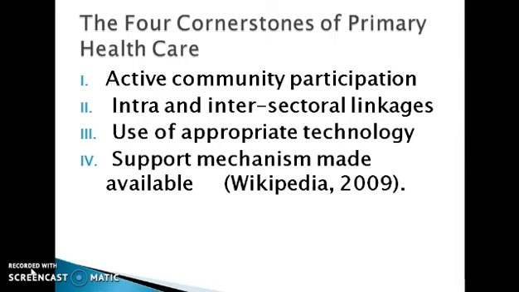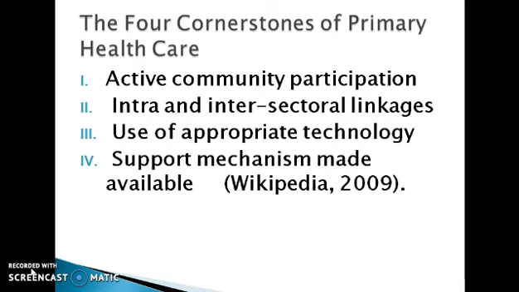So we are looking at active community participation. That means community members are expected to participate actively in primary health care practice, and that is going to help primary health care to be successful in that particular community. Not only that, there are intra and intersectoral linkages.